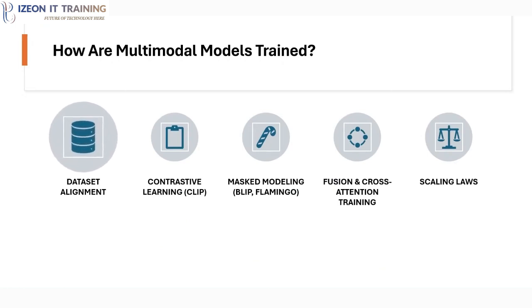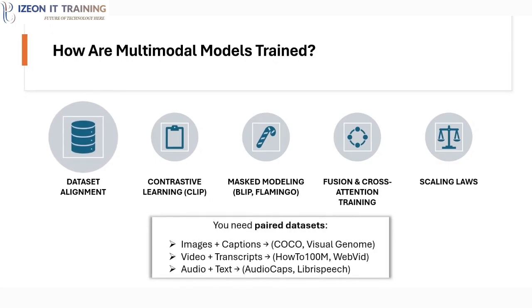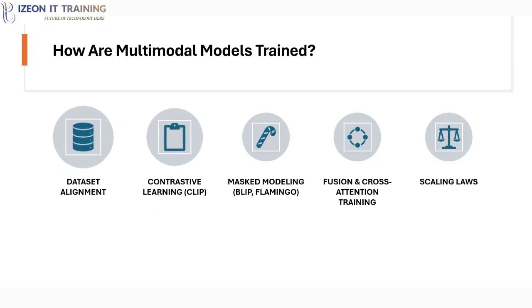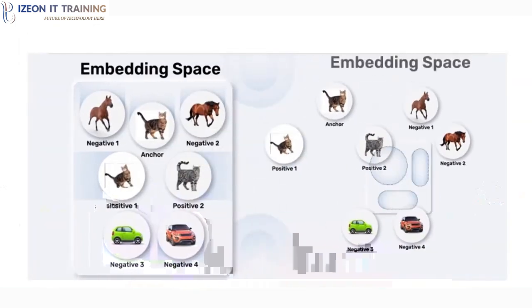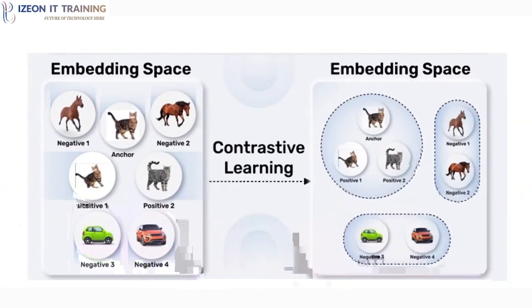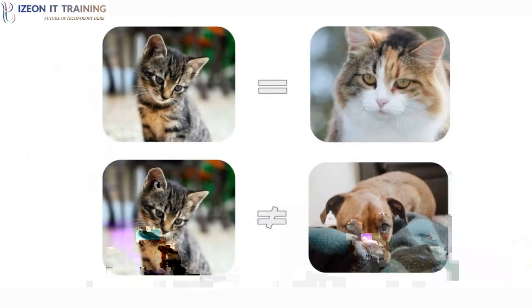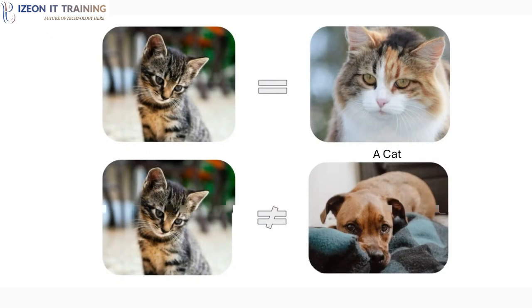So first is dataset alignment. You need paired datasets such as images plus captions, videos plus transcripts, and audio plus text. The challenge is that text and images don't always align perfectly. Next is contrastive learning. Train the model to pull matching pairs closer and push non-matching pairs apart. For example, an image of a cat plus the caption "a cat" is a matching pair, whereas an image of a cat plus the caption "a dog" is not a matching pair.